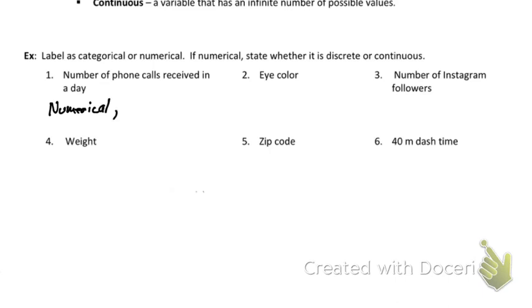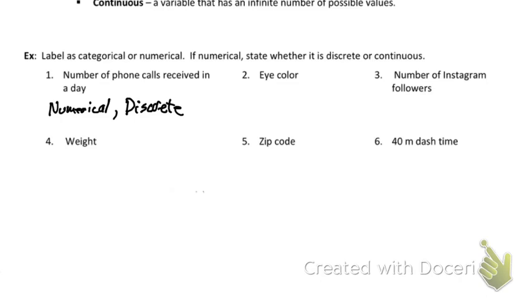Is that going to be continuous or is that going to be discrete? It's going to be discrete, yeah, because you can't receive 1.001 phone calls, right? You receive 1, 2, 3. Discrete are steps, defined steps. So this would definitely be discrete.